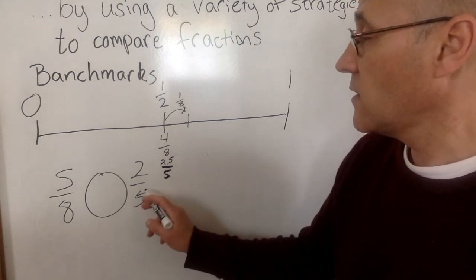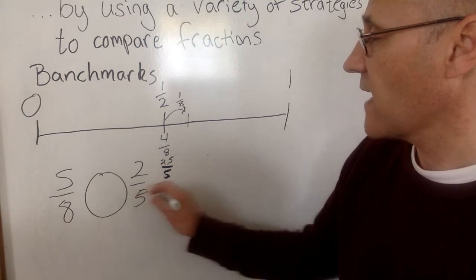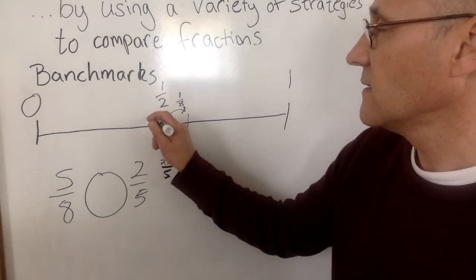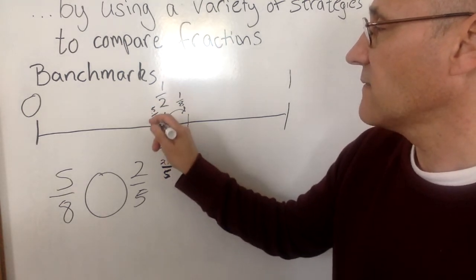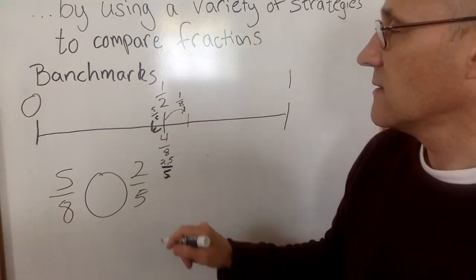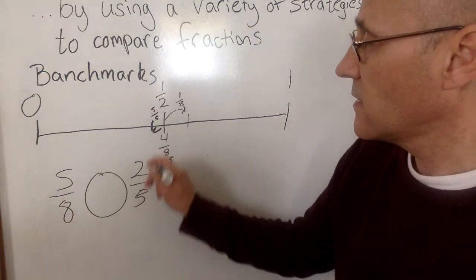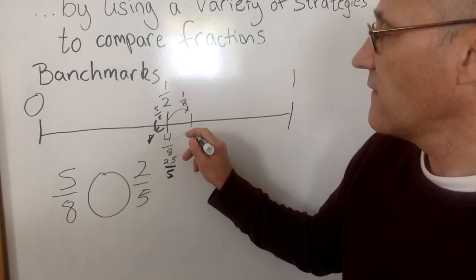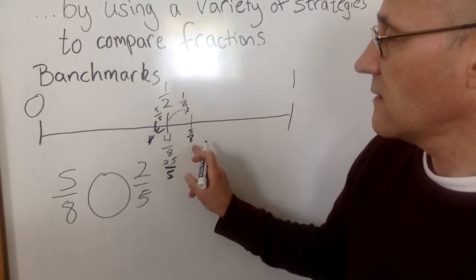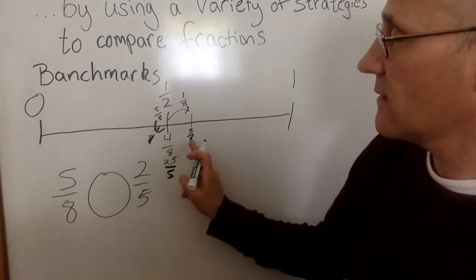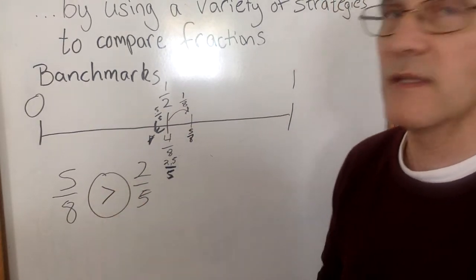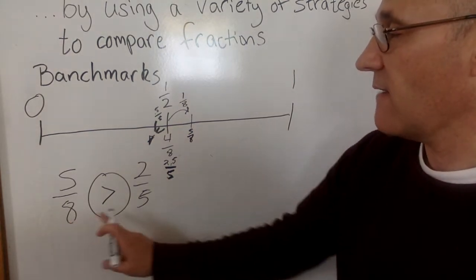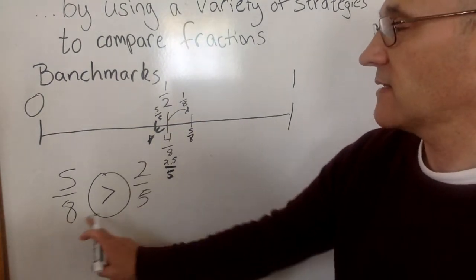So 2/5 is less than 2 and 5/10 fifths. It's 5/10 of a fifth less. So 2 and 5/10 is here. 5/8 is here. Because 5/8 is greater than a half, it must be greater than 2/5. Since this is greater than a half and this is less than a half, 5/8 is greater than 2/5.